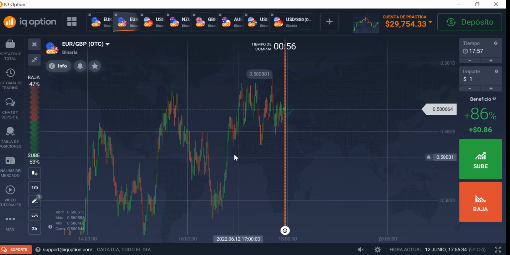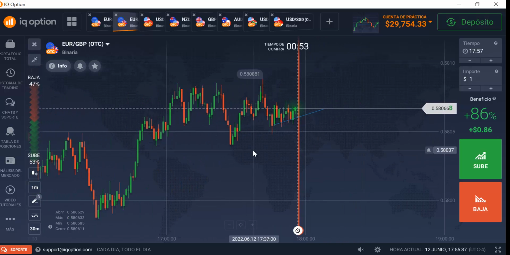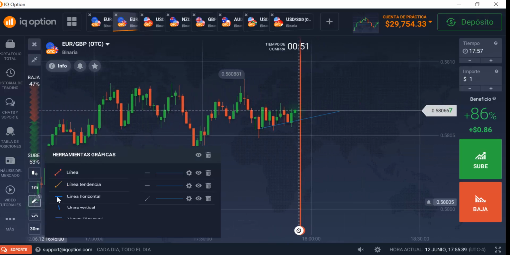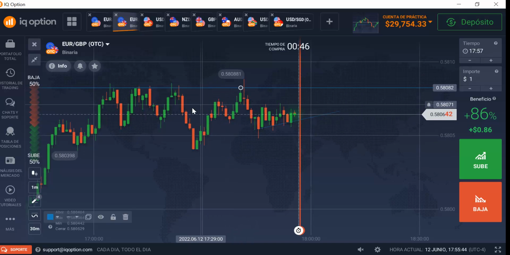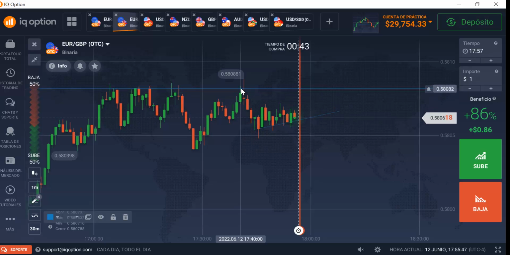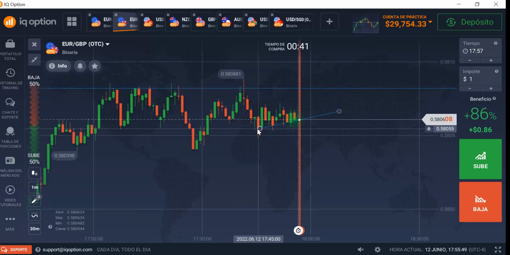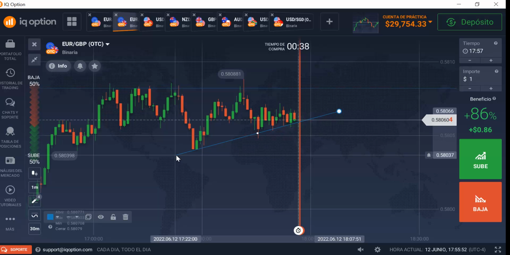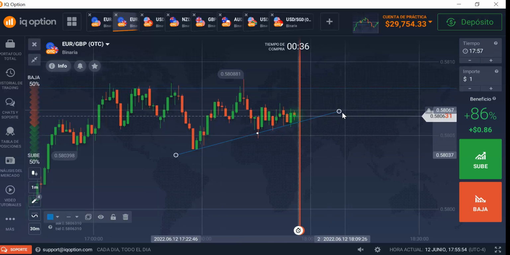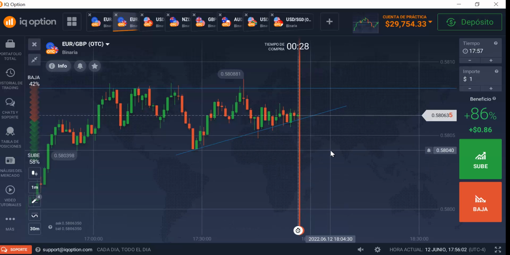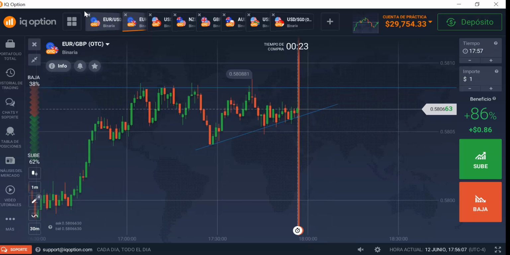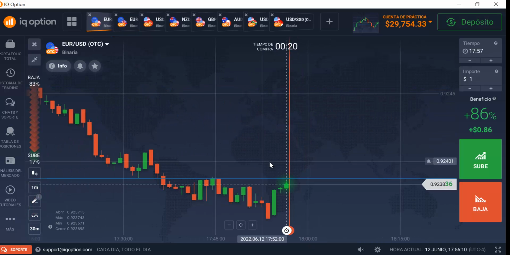Okay, this market is going up, but at the same time there is like a ranging market here, you see. So if I take this line from this part, every time the market gets to this area here, it goes up. So I'm not going to take the trade there because it's kind of confusing.